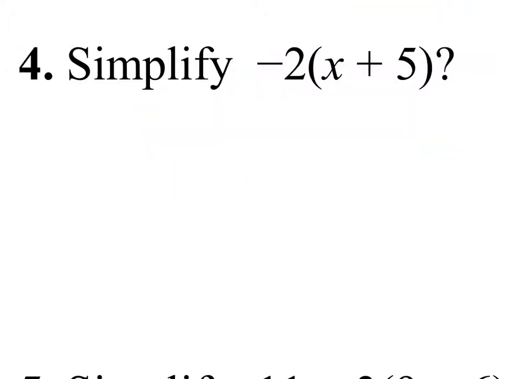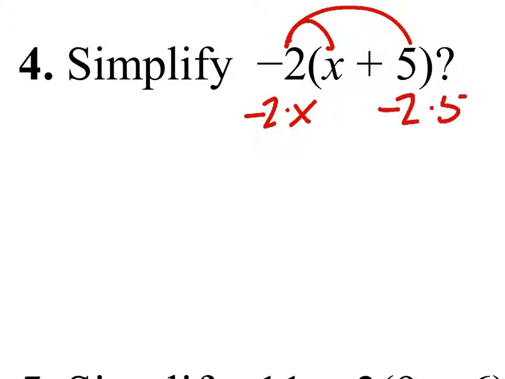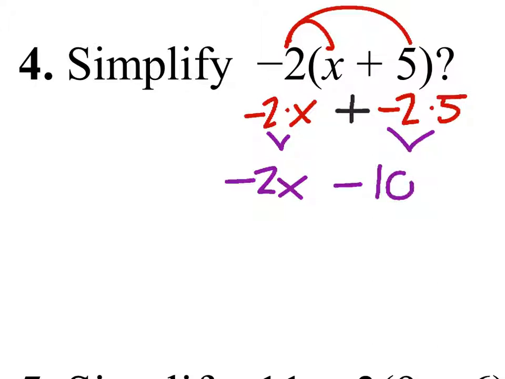Simplify these. All it wants us to do is to distribute. So negative 2 times x, and then we've got negative 2 times 5. Of course, that's a plus up in here. And negative 2 times x is just negative 2x. And negative 2 times 5 is negative 10. So we did replace that plus with the minus because that became a negative 10. Bam.